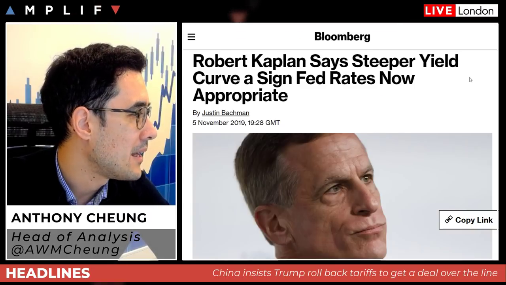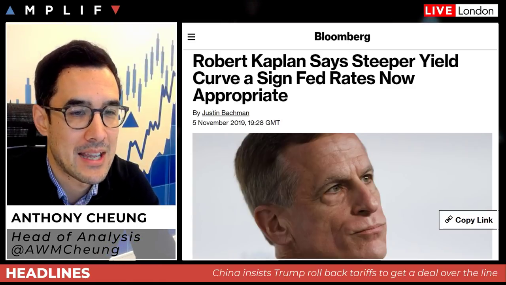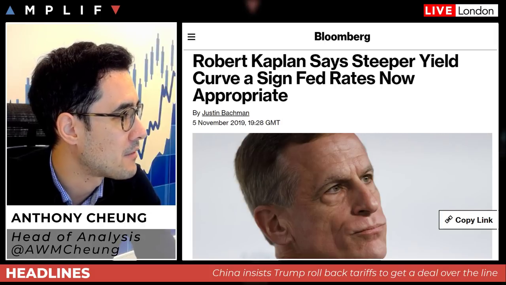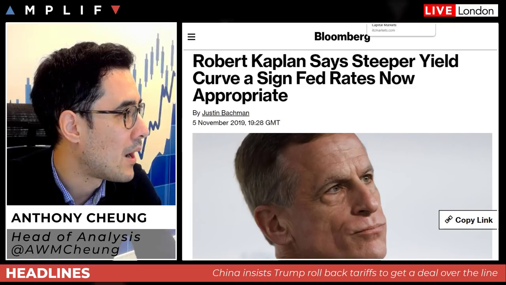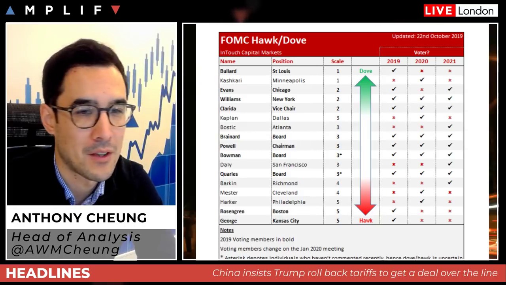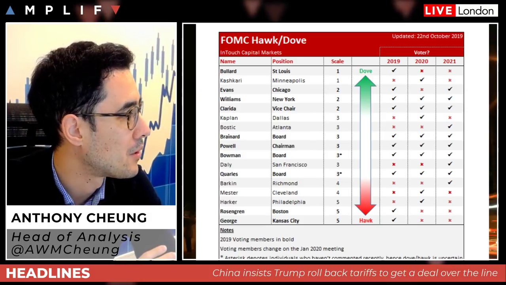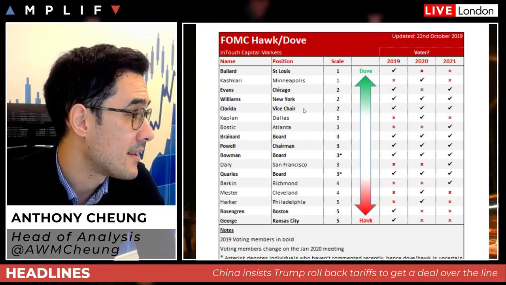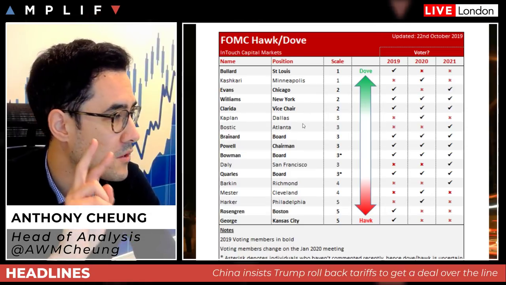Now, what does that mean? Well, Fed's Kaplan did speak yesterday evening, late in the US session. He said a steeper yield curve is a sign that Fed rates are now appropriate. And two things. One, who is Kaplan? For those who need the refresher, here's the hawk-dove crib sheet of the FOMC. Kaplan is a non-voting member, but is a leaning dove. So it makes that commentary quite interesting on two fronts.